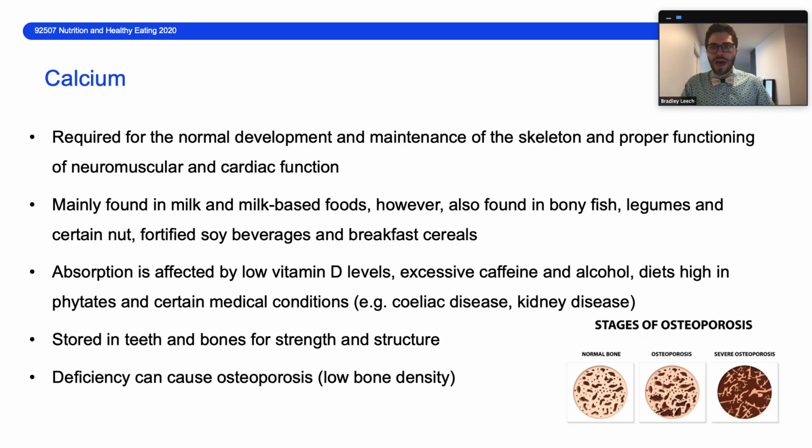Let's start off with calcium. Now, calcium is required, as we probably all know, for your skeleton support with the production of bones. It's also used in cardiac function. Some of the main sources of calcium are your milk and dairy-based products. However, you can also obtain it from bony fish, legumes, particular nuts, and fortified soy beverages.